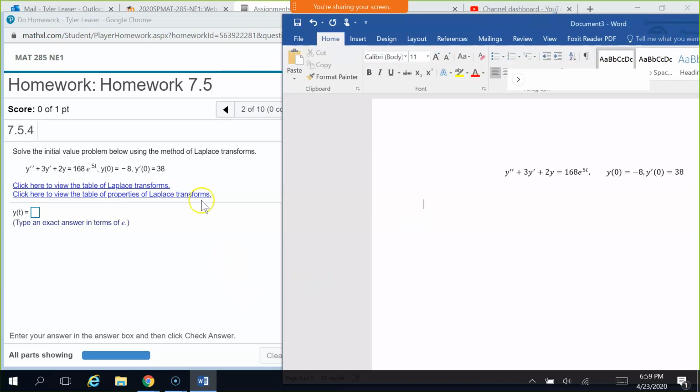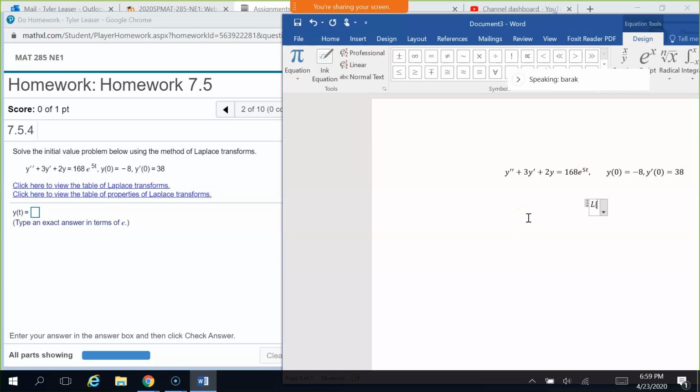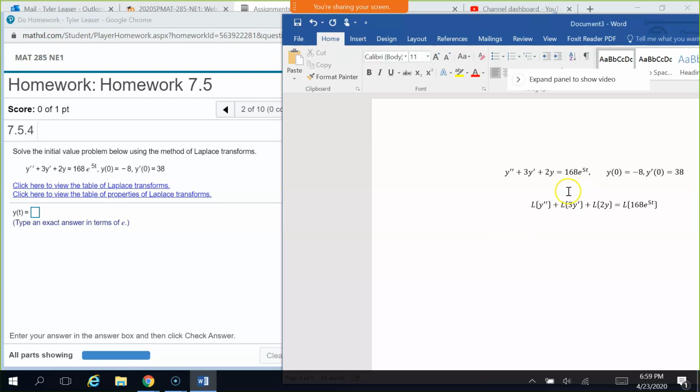Okay, so what you want to do is take the Laplace transformation of both sides. So we're going to do the Laplace transformation of y double prime plus the Laplace transformation of 3y prime plus the Laplace transformation of 2y. That's going to be equal to the Laplace transformation of 168 e to the 5t. All right, so just the Laplace transform of everything in the differential equation.